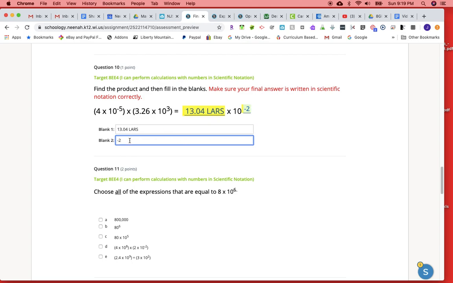So we're going to go -2 plus 1. -2 plus 1 is -1. And when we move our decimal one place over, it's going to be 1.304. So that would be our final answer, 1.304 times 10 to the -1st.